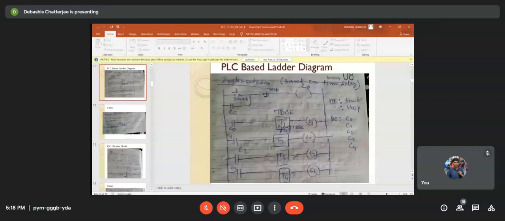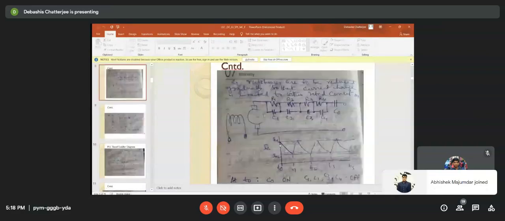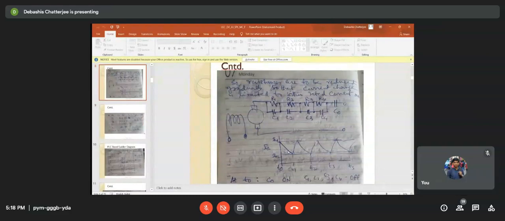Now we can have another sequence, another logic also. It can be based on the current sense. That means if you see here, the current is rising, remaining between IA1 and IA2. So I start with IA1 and wait till IA2 is reached, and then again I will switch on, and wait till IA2 is reached again. Again I will switch on. So this way also I can do it.